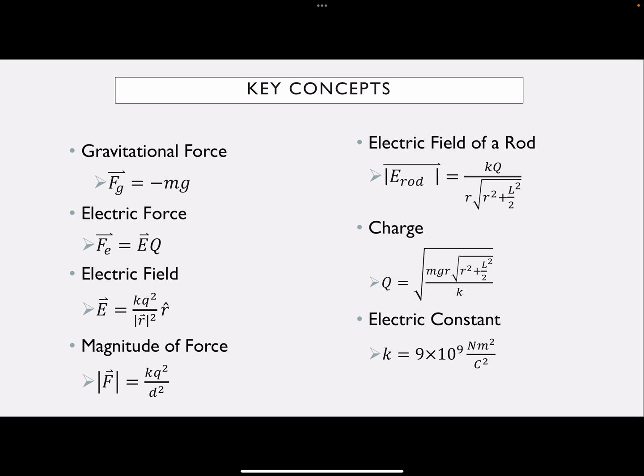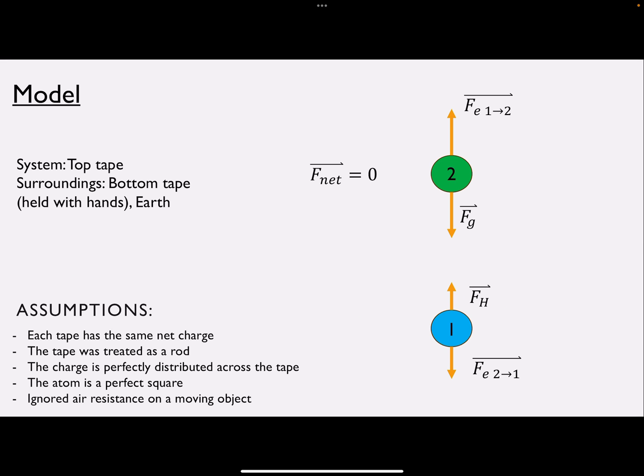And then we were able to derive that because we know that the force of gravity is equivalent to the electrical force, which will be elaborated on later. But that allowed us to find an equation for charge that we would put into our code, and then the electrical constant. This is the model of the tape.